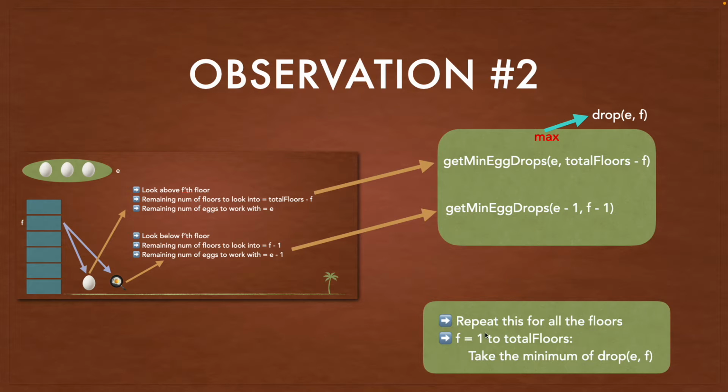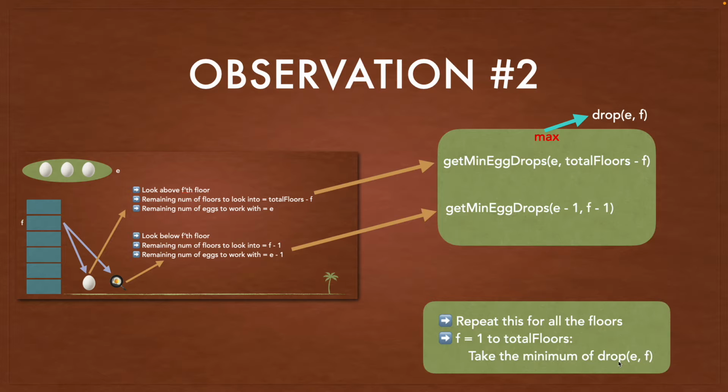Now here's the thing, we just did this for a single floor. In order to make this a dynamic programming solution, we have to iterate through all the floors and take the best possible case. That's why we're going to repeat this for all floors. The for loop is going to be F equal to 1 to total floors. F is going to iterate from this to this, and we're going to take the minimum of drop of E F. And why are we taking the minimum? Because in this case, we are taking the best case.